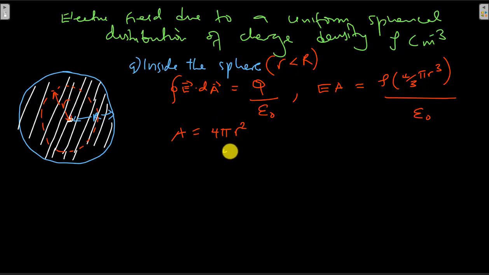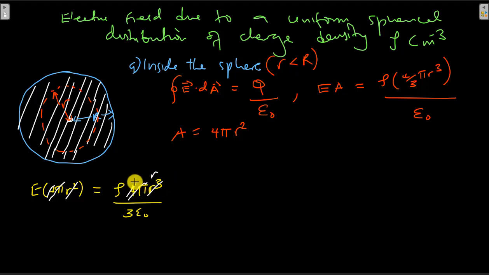We'll have the electric field times the area 4 pi r squared equals rho times 4 pi r cubed divided by 3 epsilon naught. In this case 4 pi is going to cancel out on both sides. Then r squared cancels out. I only have r remaining here. What else? Okay, that's it.